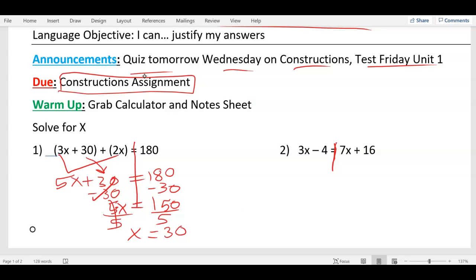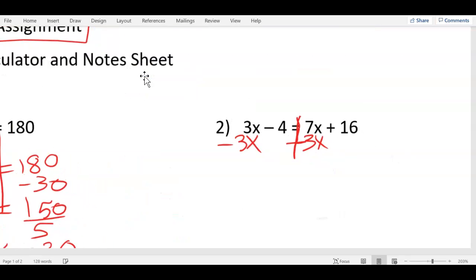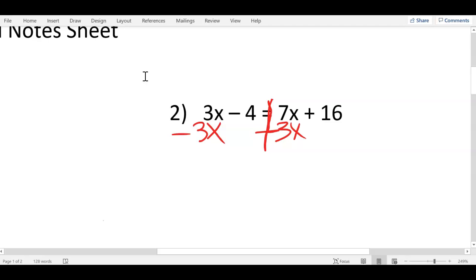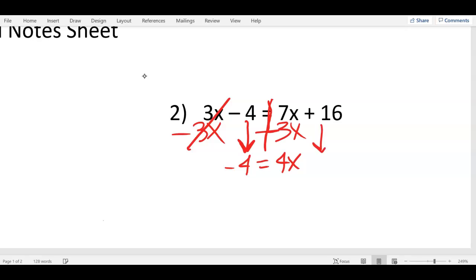Which x is smaller, 3x or 7x? 3x, and it's positive, so how do I get rid of a positive number? Subtraction. So the opposite of positive 3x is minus 3x here. If I do it on this side, I do it on the other side, minus 3x here. Let me zoom in a little bit. So the opposites cancel out. Now be careful here. What am I bringing down right here? Okay, and it's not just 4, it's got a negative with it. Okay, negative 4 equals, what's 7x minus 3x? 4x, and then you bring down this plus 16.